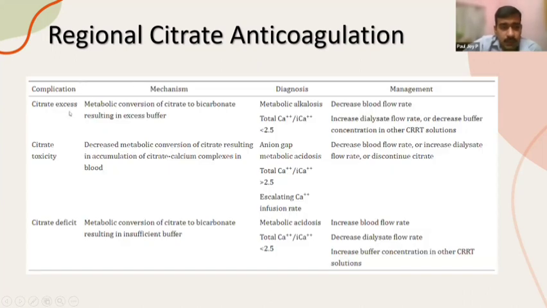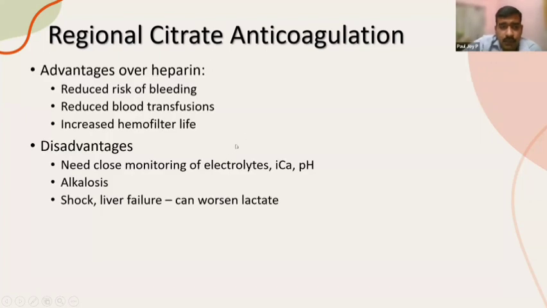Now, when citrate is used, sometimes there can be citrate excess or citrate toxicity. In citrate excess, there can be metabolic alkalosis, but the total calcium to ionic calcium ratio will be less than 2.5. In citrate toxicity, there will be high anion gap metabolic acidosis, and the total calcium to ionic calcium ratio will be more than 2.5.